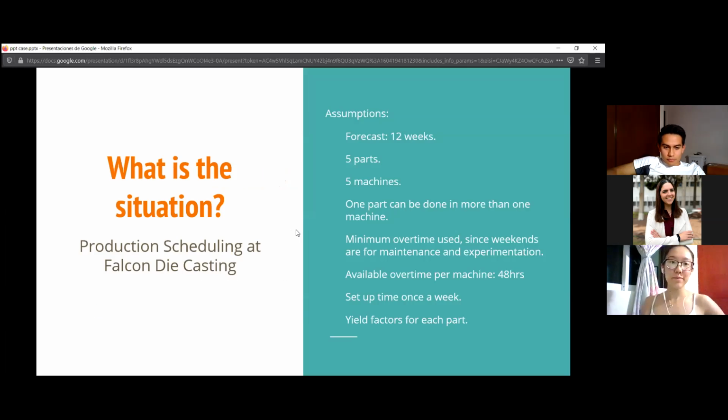In general terms, for this case study, we needed to analyze information and develop a system that could make the most optimal schedule. For this, we had some assumptions: a forecast of 12 weeks, 5 parts, 5 machines, and 1 part can be done in more than 1 machine. Also, we have an available overtime per machine of 48 hours, and this needs to be reduced. We have the setup time for well done once a week and a yield factor.